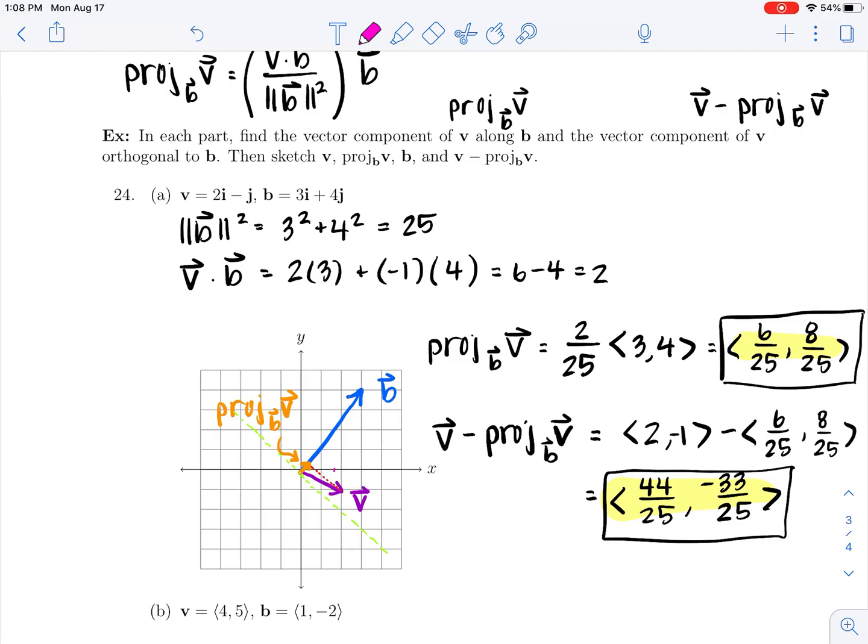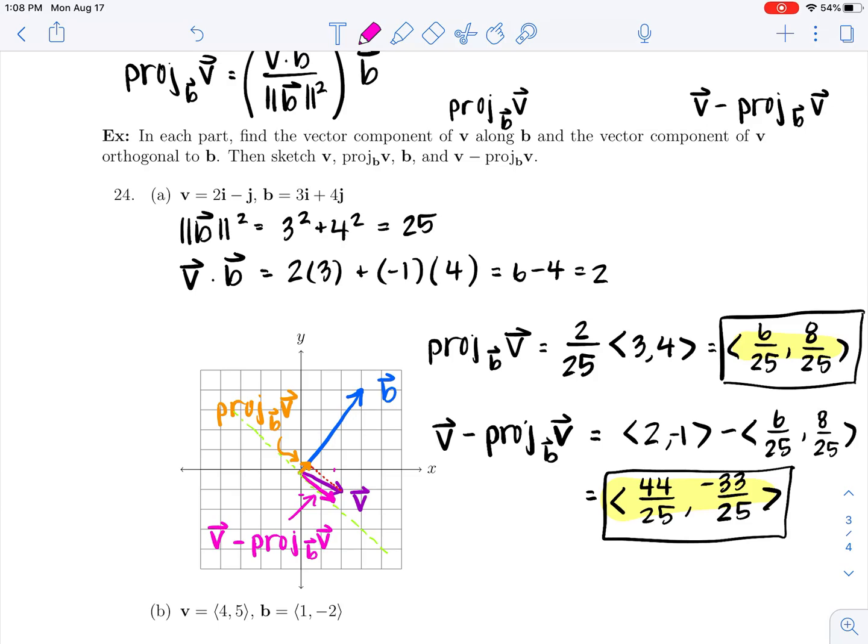And then negative 33 over 25. So that's, I don't know, about 1 1/3 maybe. So maybe like right here. And so if we come down, it's somewhere right along there, right? My graph isn't completely accurate, but it looks something like this. So in the magenta, this is V minus the projection of V onto B.